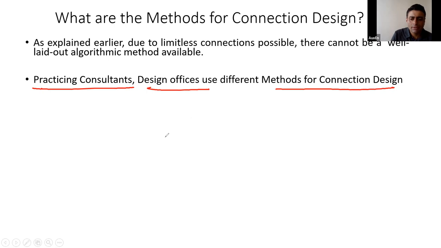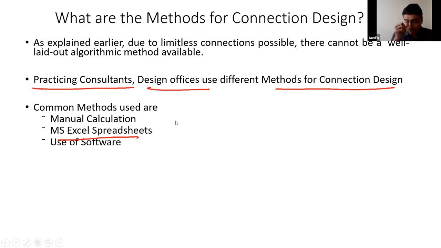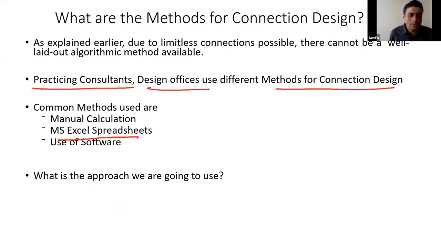So some people will just do some manual calculations. They rely only on some quick hand calculations. In other offices, you will see that they use some Excel spreadsheets. Some others use software available in the market, for example RAM Connection or IDEA StatiCa or any other software. So different people use different methods for connection design. There cannot be a well laid out process because of the large variations in the connection types possible. So what is the approach that we are going to use?